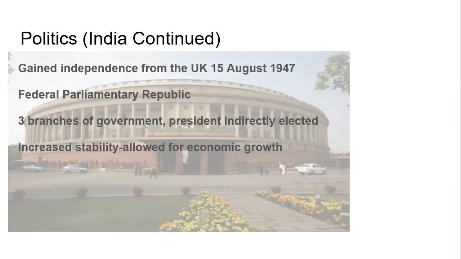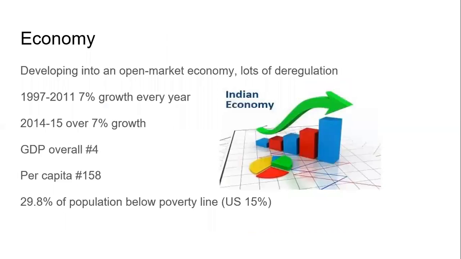It did gain its independence from the United Kingdom in 1947, and this increased stability in politics, and over the recent years has allowed for some economic growth, and that has come through a lot of deregulation, especially as it's developed into an open market economy. That deregulation is especially shown between the years 1997 and 2011, where it's seen a 7% growth every year, where there's a short dip in the growth, but then again in 2014 and 2015, it's over 7% growth.